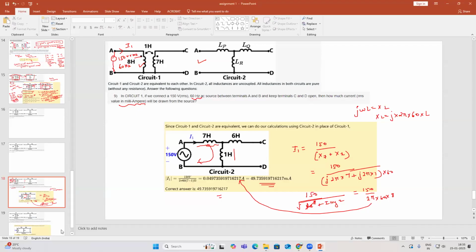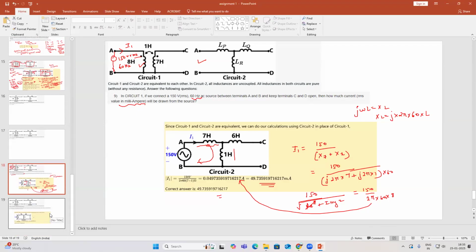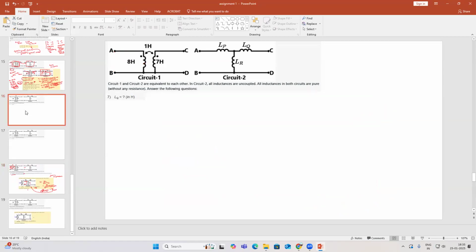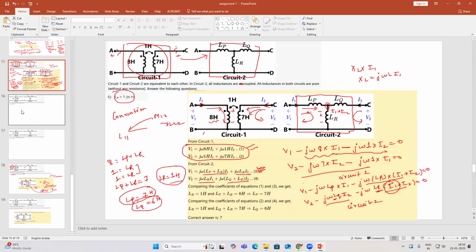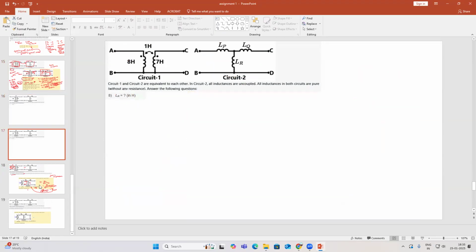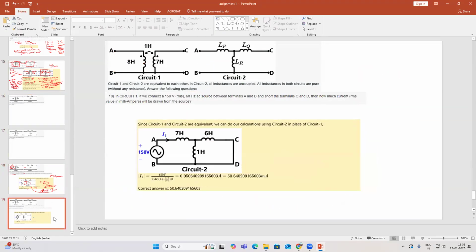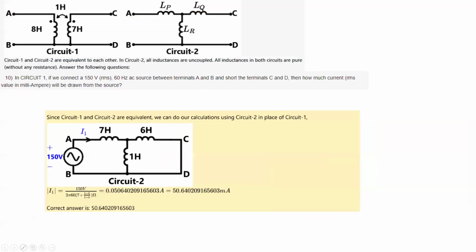So let us go to the last question of this assignment one. I thought I had missed some questions, but no, I have not missed. These are the things which I have already discussed together, right? Now we are going to the last question. In the last question, they are shorting this CD terminal. In the earlier question you kept the CD terminal open, but now you're keeping the CD terminal shorted by applying this 150 volt 60 hertz voltage source.